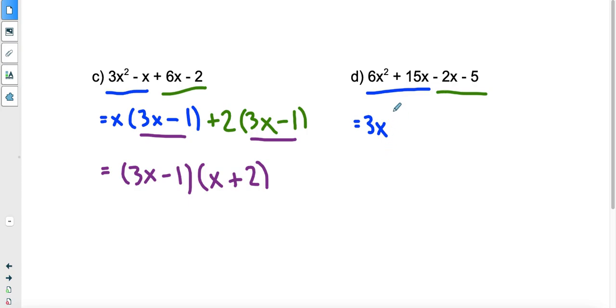And now I just have to think about what I can multiply the 3x by to get 6x squared plus 15x. Well, 3x times 2x gives me 6x squared. And also, 3x times 5 gives me 15x.